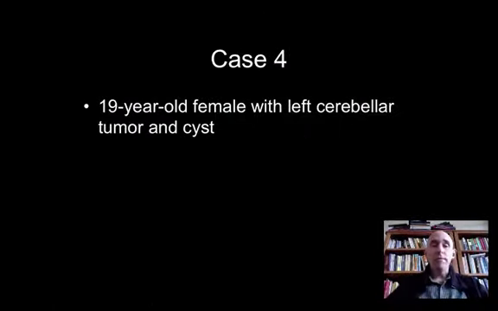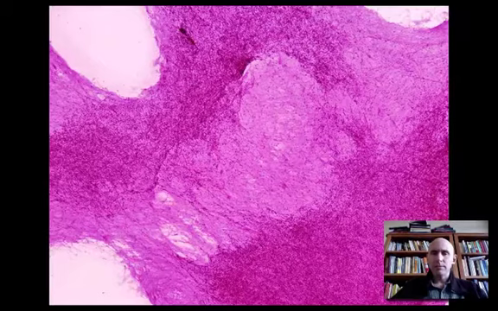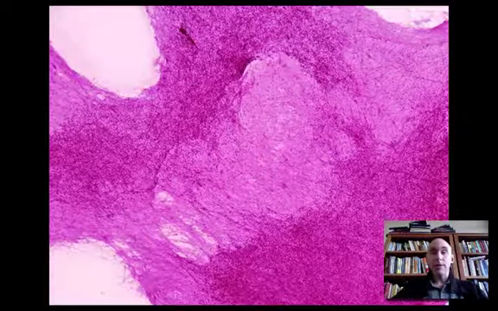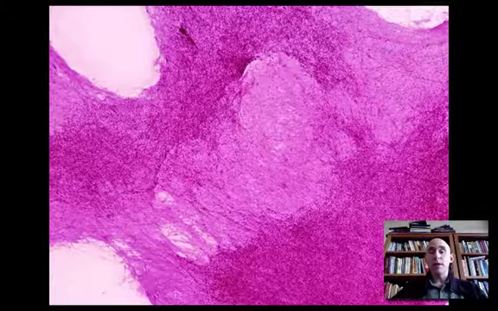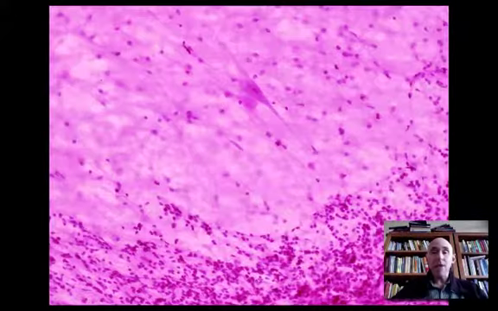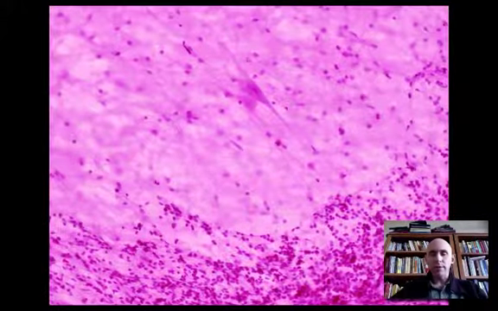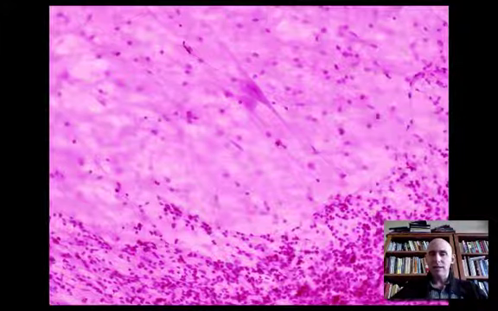So let's move on to case number 4, who was a 19-year-old woman with a left cerebellar tumor and cyst. We've got, again, a really nice set of smears. Ovally dispersed, they seem to be holding together quite well. That's interesting. But nevertheless, these are very, very well-made smears. Most of the material looks like this, where you've got areas that are very hypercellular, with interspersed areas of very low cellularity. At higher power, you see here the lower part of the field is occupied by these small, densely populated cells, and the upper part of the field is much less cellular.